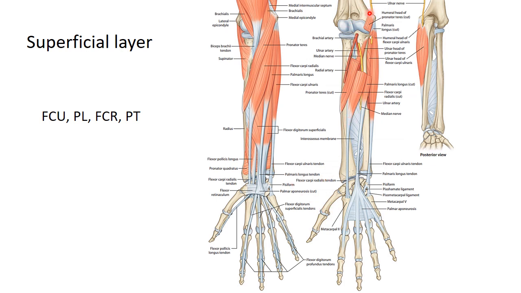Lastly, the last muscle in the superficial layer here, pronator teres. It has two heads, two origins. The humeral head from the medial epicondyle, the common flexor origin, and we have the ulnar head from the medial aspect of the coronoid process. See, this is the coronoid process and this is the medial aspect. This is the ulnar head of the pronator teres. Then these two heads meet together to insert on the lateral aspect of the mid shaft of the radius.